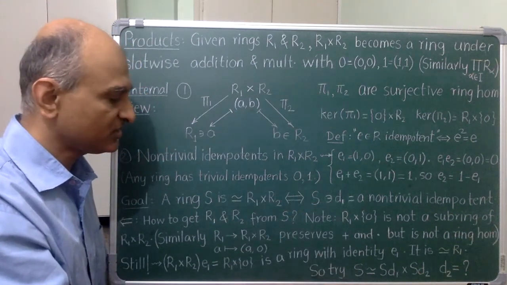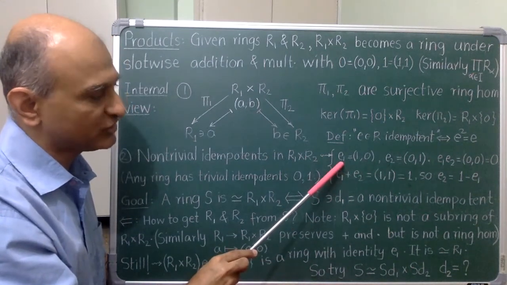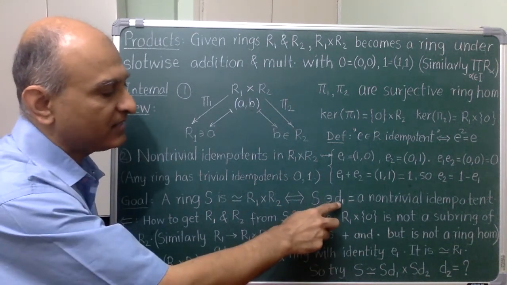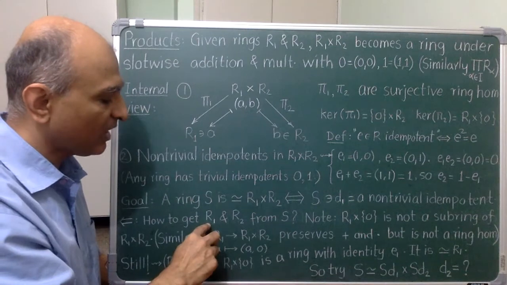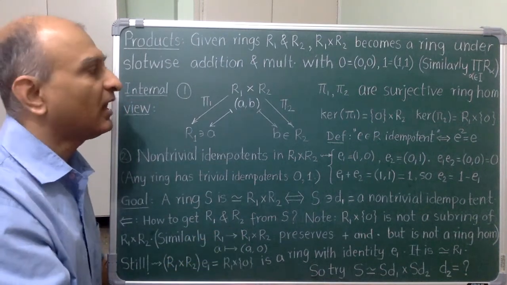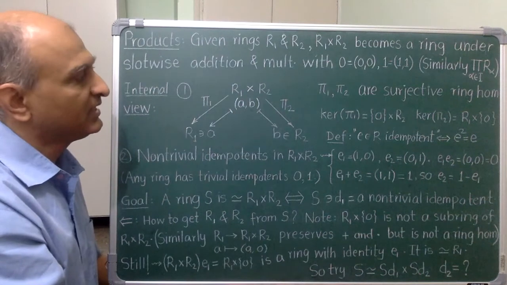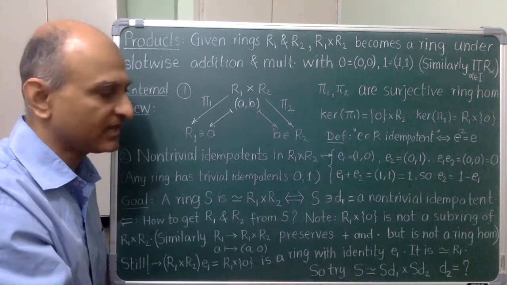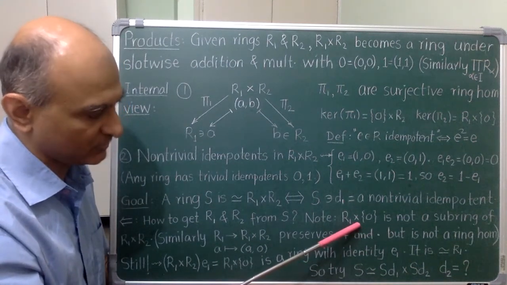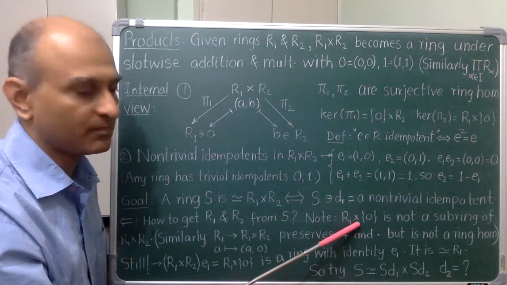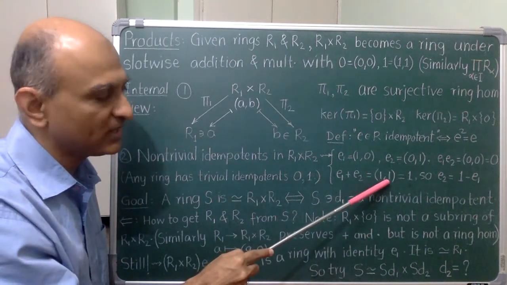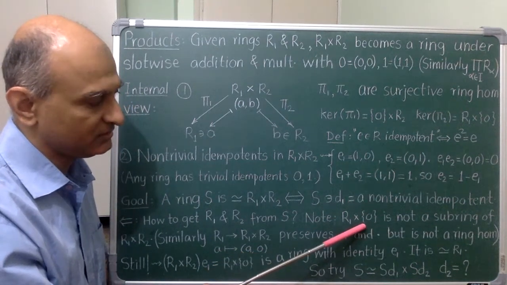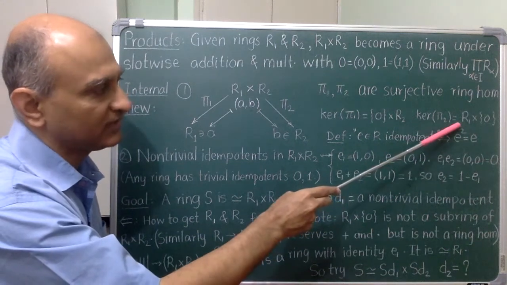In the forward direction, I already saw E1 and also E2. In the backward direction, from the ring S and D1, somehow I have to get R1 and R2. So, I look towards the product for a hint. Here, R1 is not even a subset of this, but there is a subset just like R1, namely R1 cross 0. This is not a subring of the product because it does not contain 1 of the larger ring, but it is closed under addition and multiplication. In fact, it is an ideal of the larger ring.